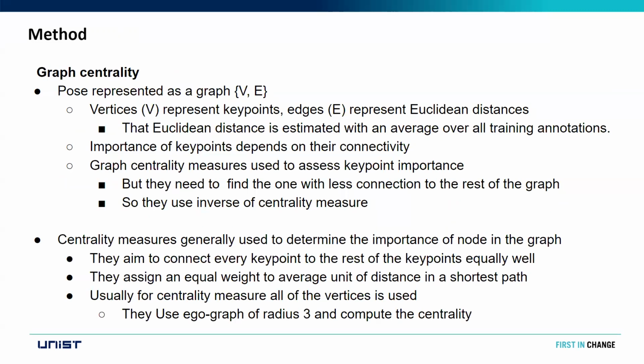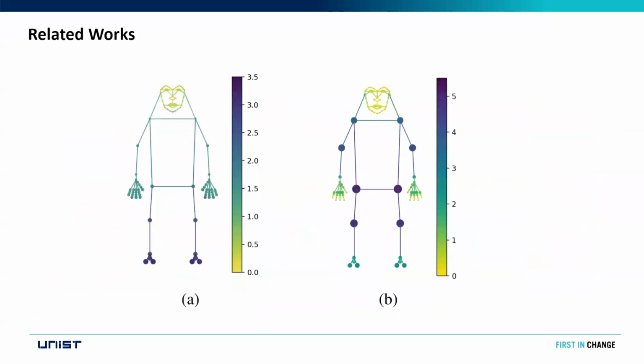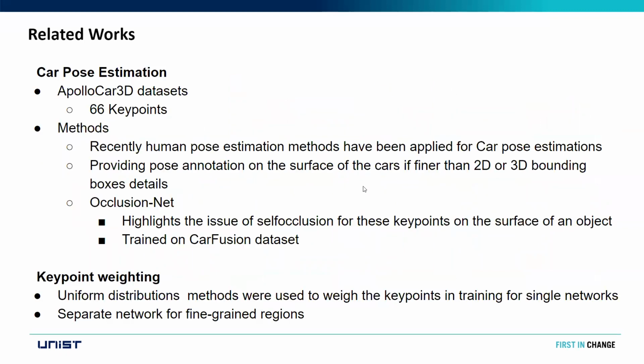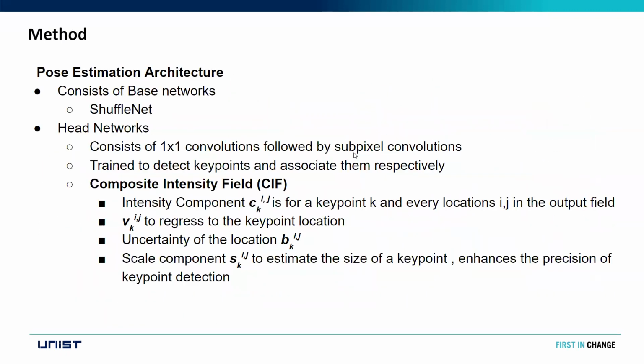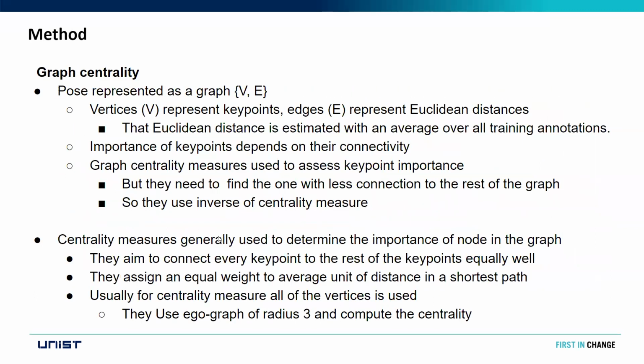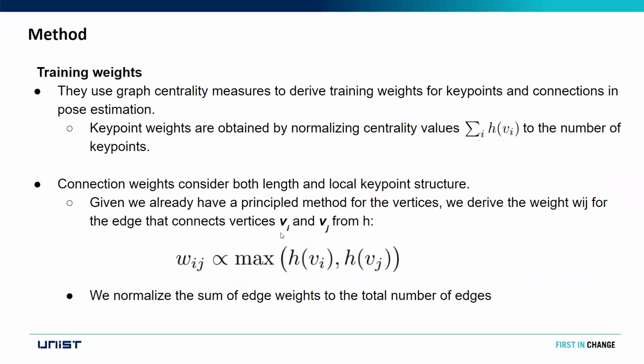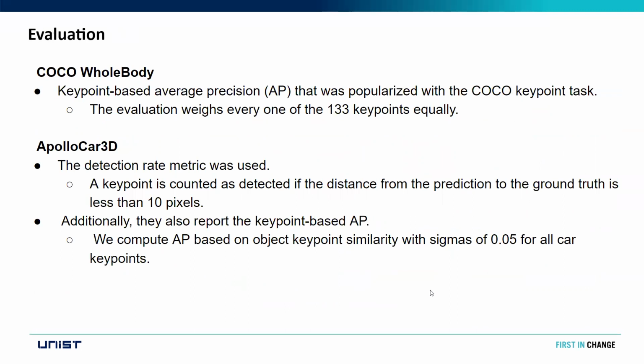As you can see here, they have a weight for each key point, and they have a weight for each connection between two key points. That's how they get the weights for connections between two key points, and they normalize the sum of the edge weights by the total number of edges.